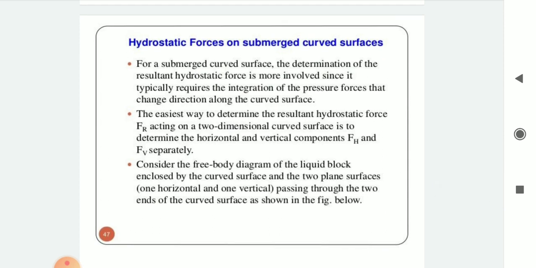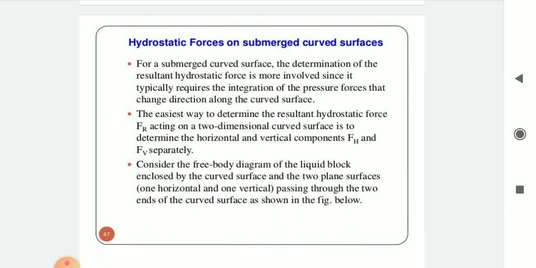Then for a submerged curved surface, the determination of the resultant hydrostatic force is more involved, since it typically requires the integration of the pressure forces that change direction along the curved surface. The easiest way to determine the resultant hydrostatic force Fr acting on a two-dimensional curved surface is to determine the horizontal and vertical components, that is Fh and Fv, separately.